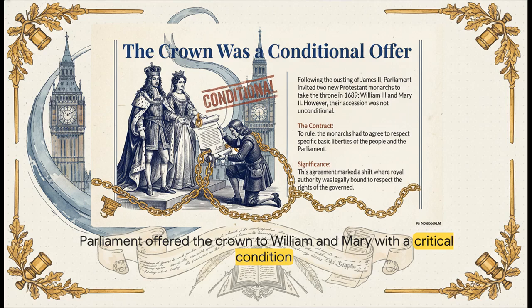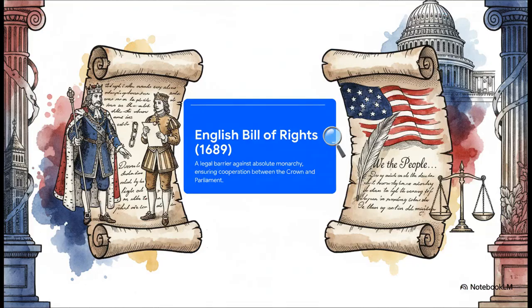Parliament steps up. They've got an idea. They go to a new Protestant pair, William and Mary, and say, hey, want the crown? But, and this is the big but, the absolute game changer, it's not a freebie, it comes with conditions, big ones. Before they could be king and queen, they had to agree to a contract, a whole list of rights for the people that they, the monarchs, could never violate. And that contract became the English Bill of Rights of 1689.